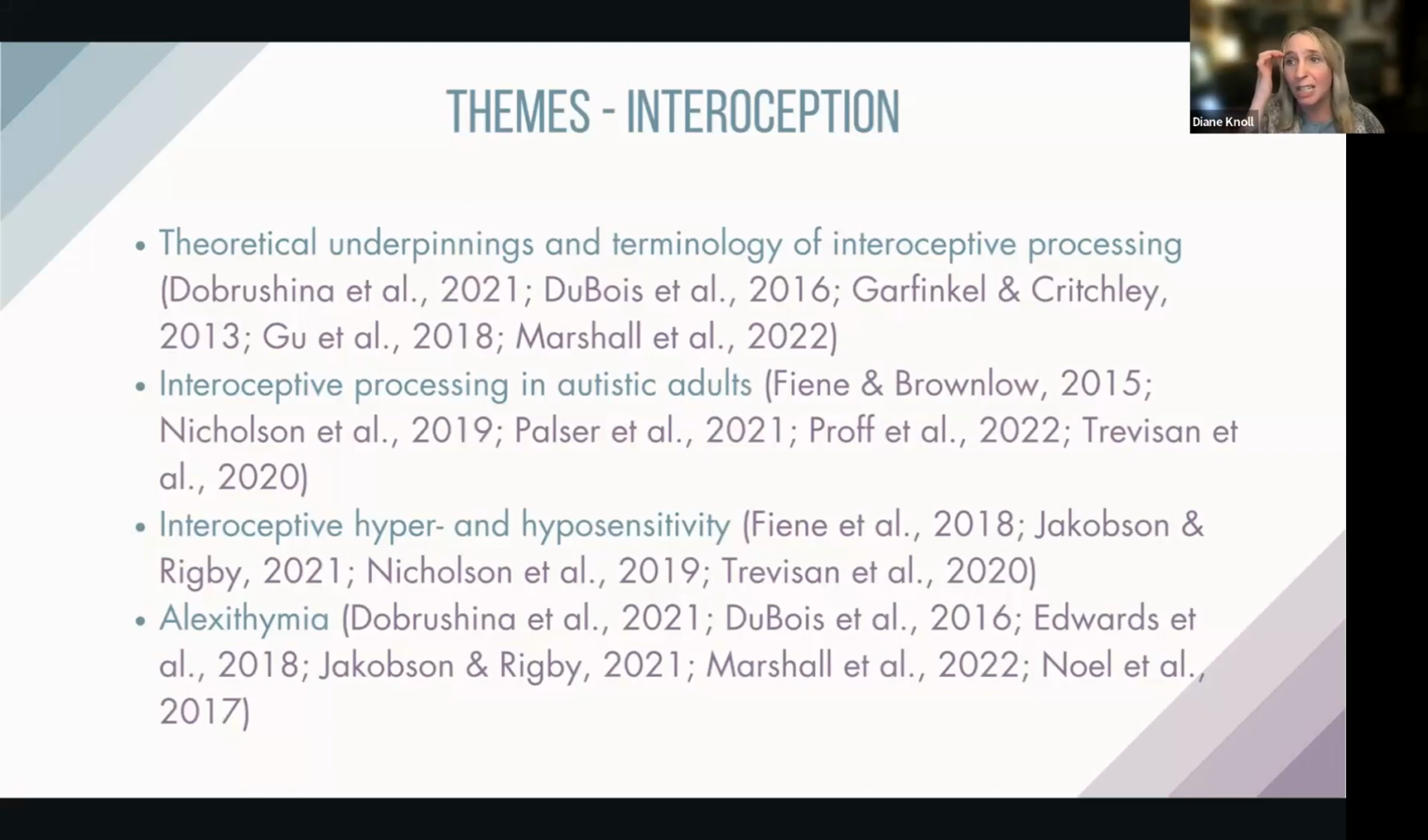I did want to mention there were some alexithymia themes that came up as well in the research. Again, alexithymia is defined as having problems identifying and being able to relate to emotions. And then again, among the findings in the review, alexithymia was very mixed.